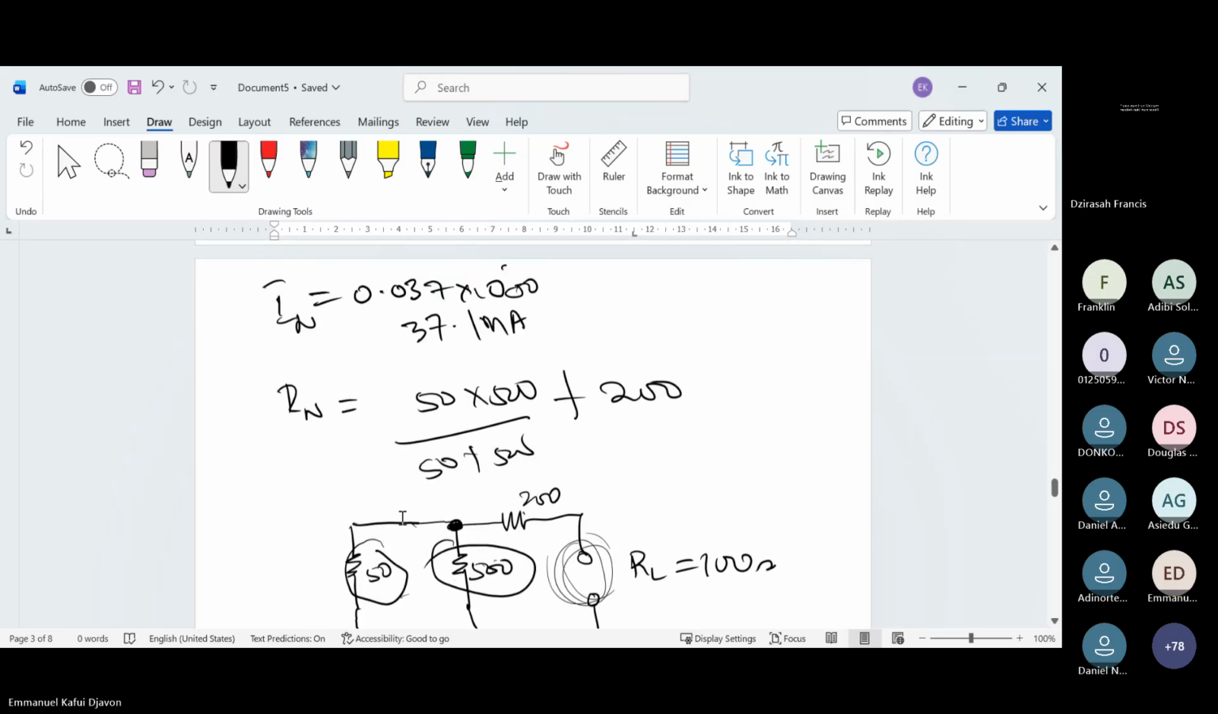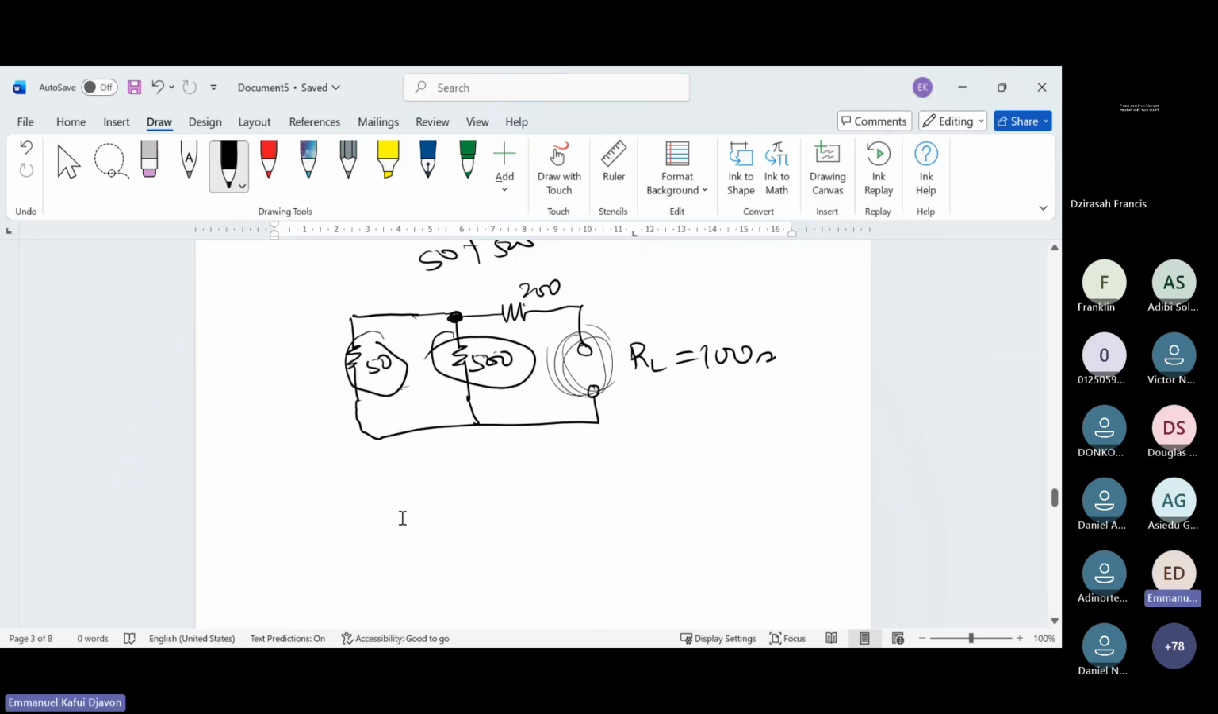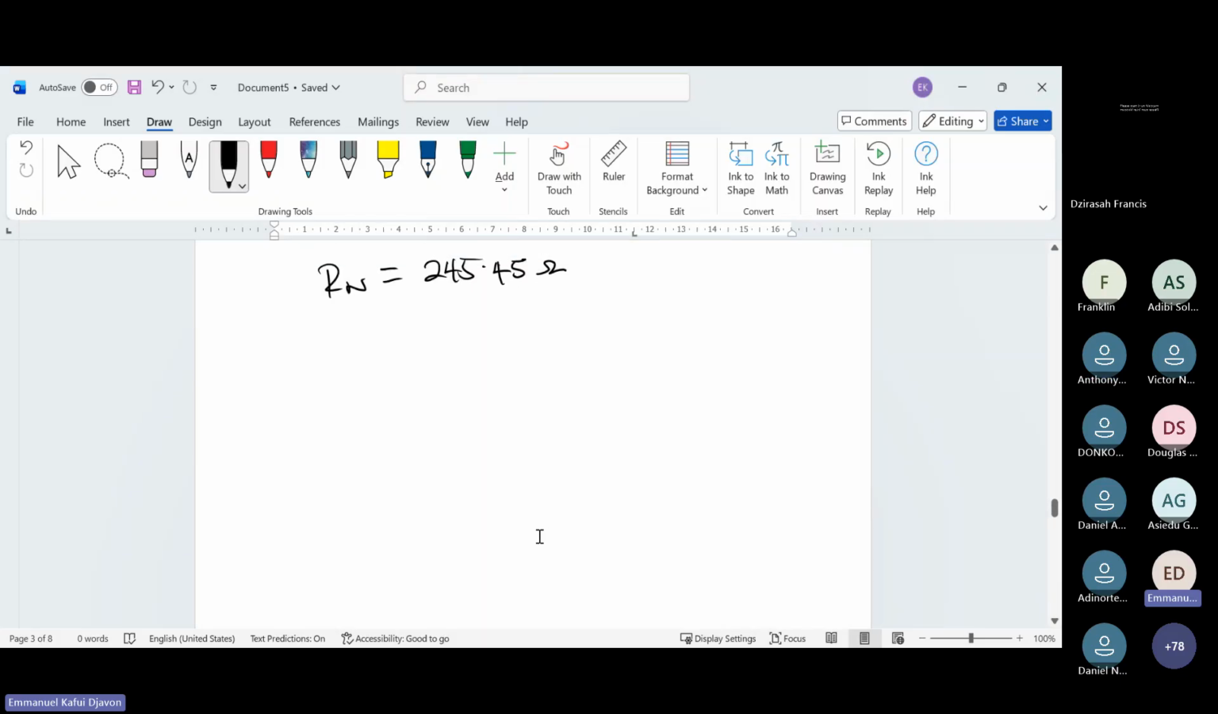Calculators, who is there? Asiedu. 245.45. You get what? 245.45. Everything right? Yes. Ohms. So if we have this, we have to redraw the circuit now.